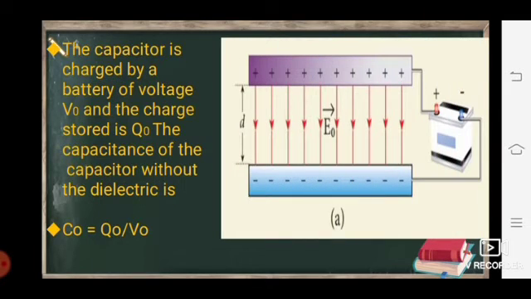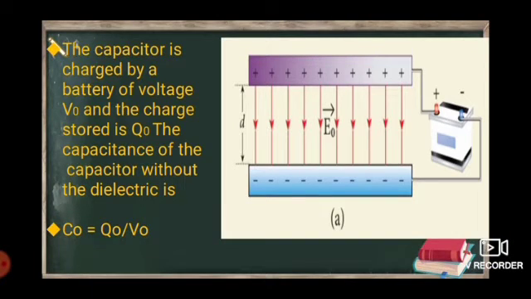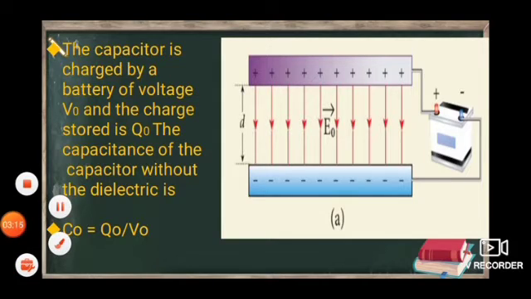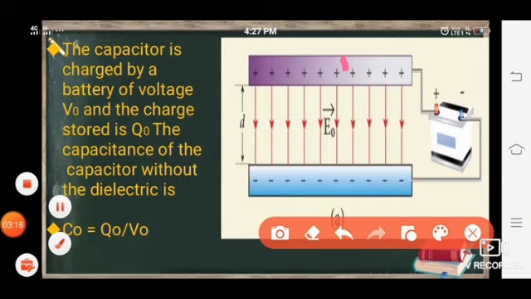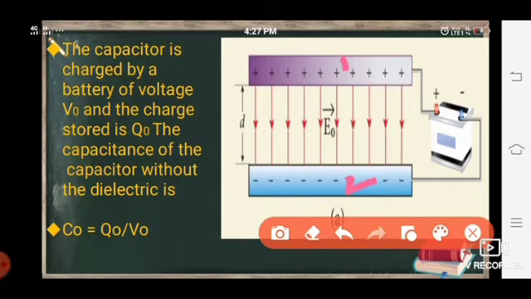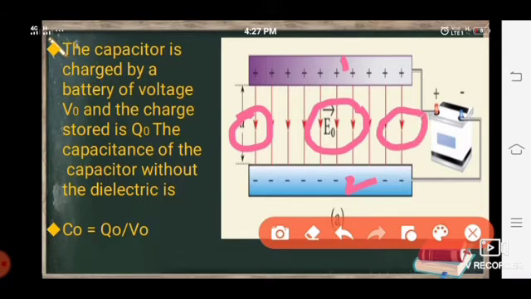So this is a diagram. Here you note this is a capacitor. This is one plate, this is another plate, and between the plates there is a distance d. There is an electric field called E naught, whose direction is indicated downward. Now this capacitor is connected to the battery.